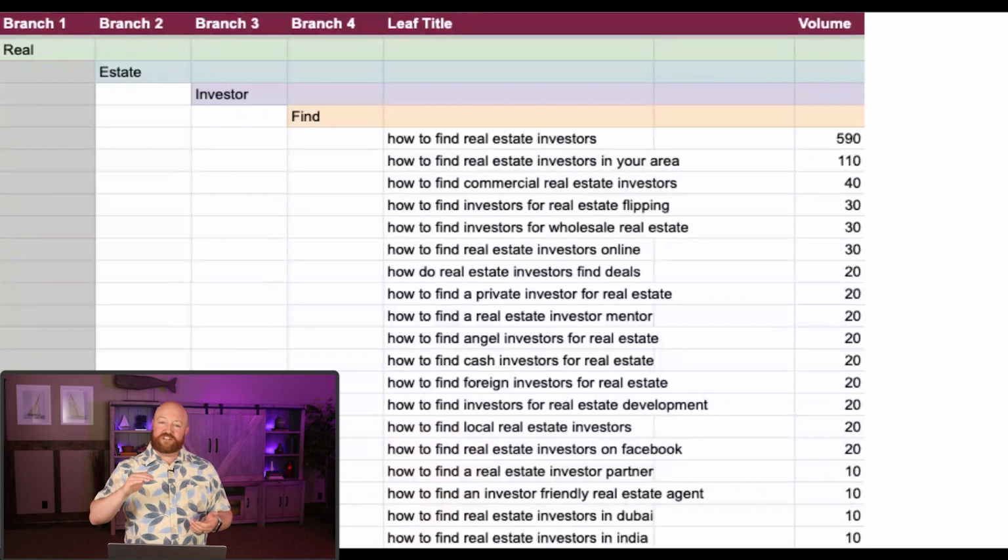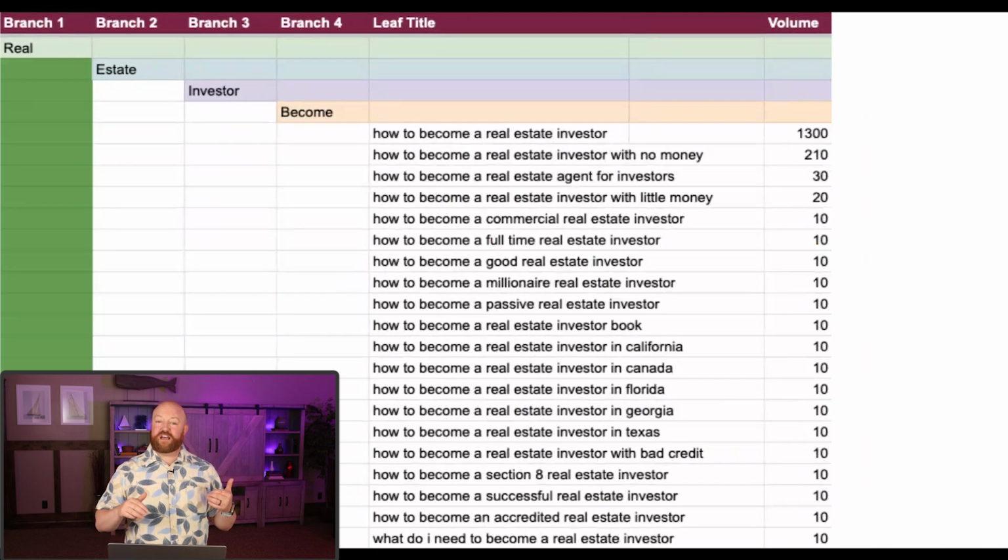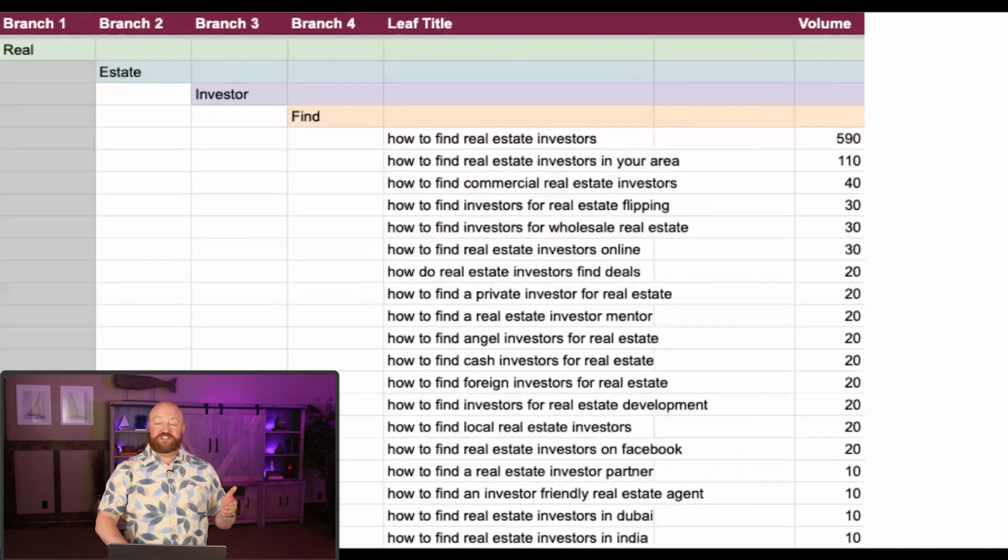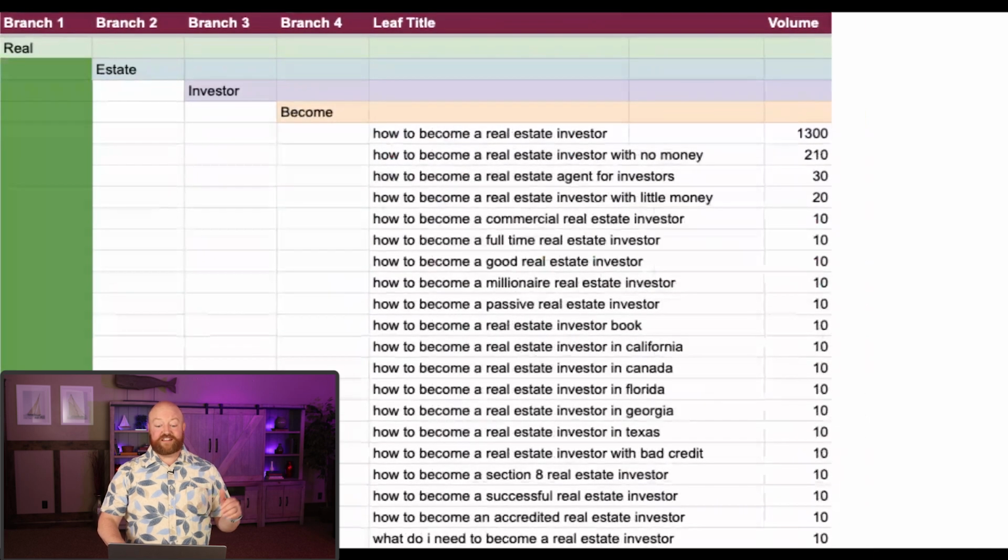So notice that every single one of these leaf titles here has the 4 words, real estate investor find. Okay, notice this other group, all these questions have real estate investor become. So these are 2 different branches on the tree. And when I showed these to Noelle, she looked at this first branch and she said, you know what, that's not my target audience. She looked at the second branch and said, that is my target audience. I totally want to dominate for this second branch.